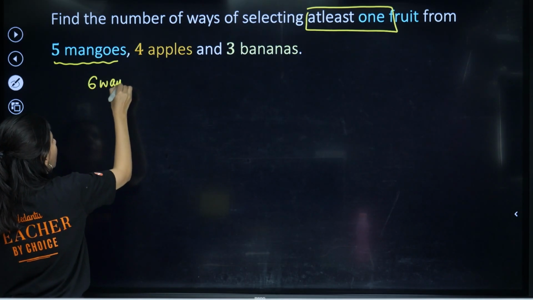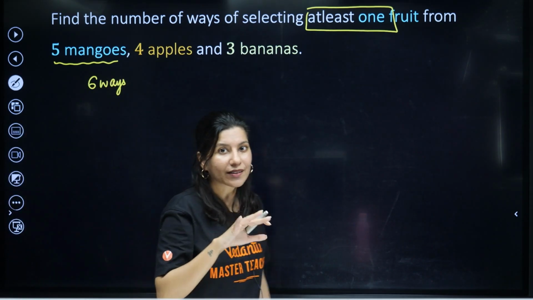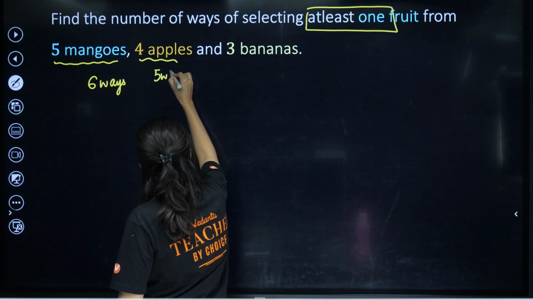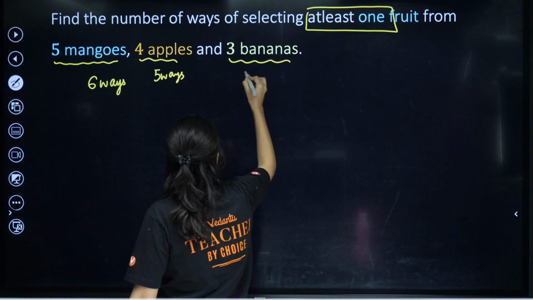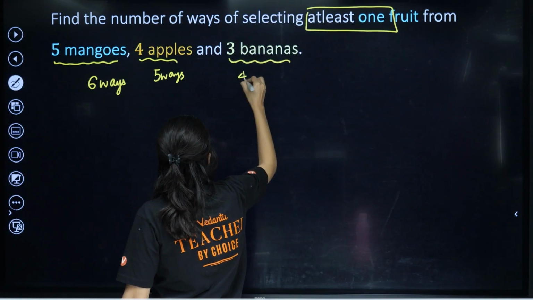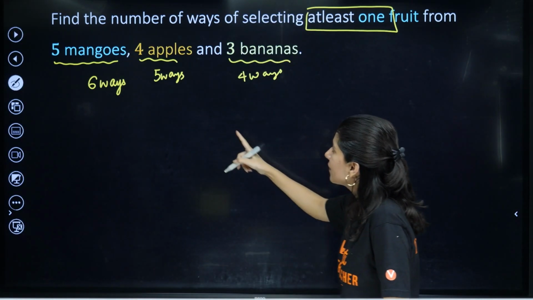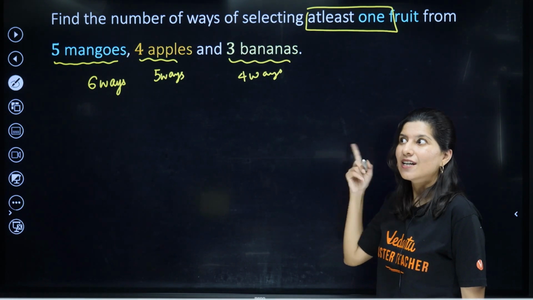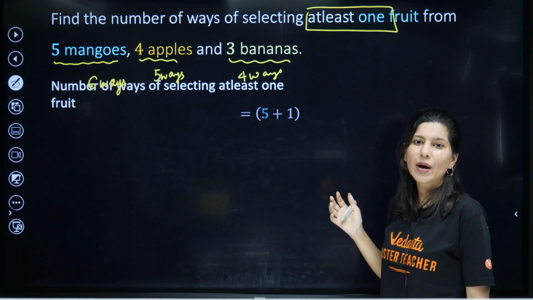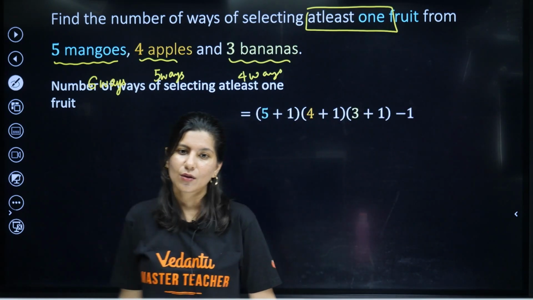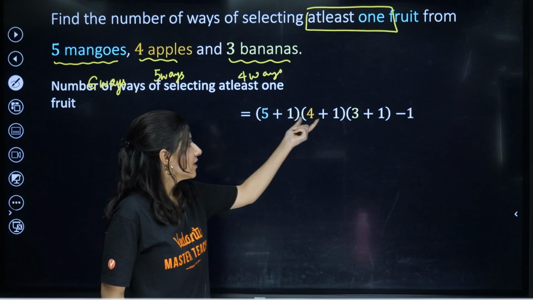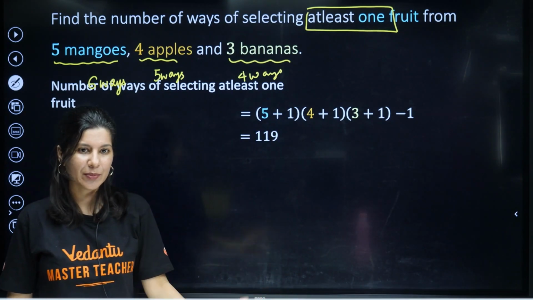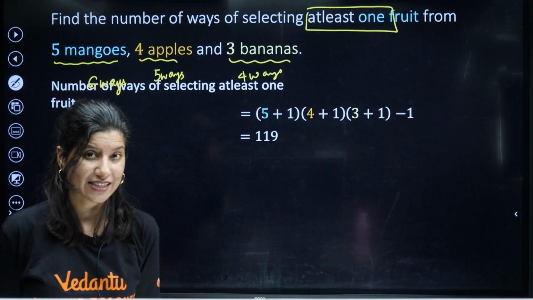5 plus 1. I agree, that will include nothing also. 4 apples can be taken in 5 ways. And 3 bananas can be taken in 4 ways. So that is going to become 6 5s are 30, 120 ways. But ma'am, what about at least one? So 120 means now overall you have to subtract 1. So the answer will be 6, 5, 4 minus 1. So that is 119. 120 minus 1 will be 119. That's how you do these kinds of problems.